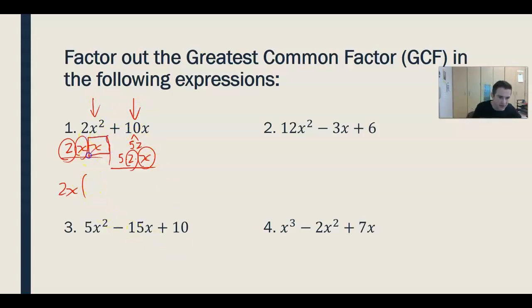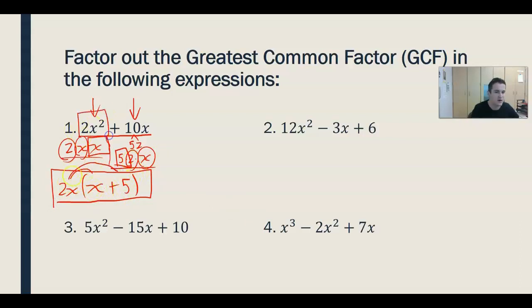Well, notice here I have an x left. Here I have a 5 left. So this expression, if I were to factor it, take out a greatest common factor, would be equal to 2x times, in parentheses, x plus 5. You'll notice if I were to multiply these back together, 2x times x is 2x squared, 2x times 5 is 10x. See where we're going with this?